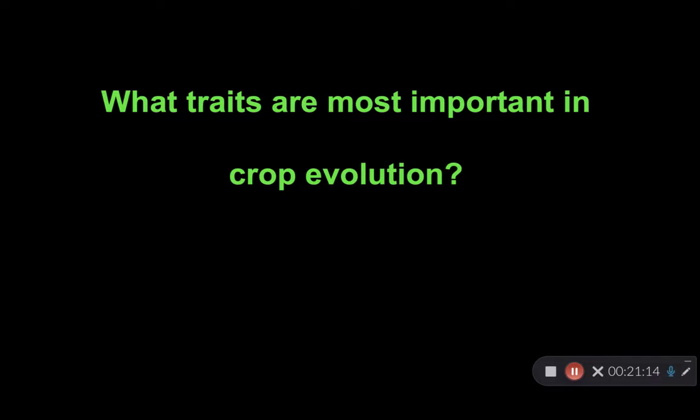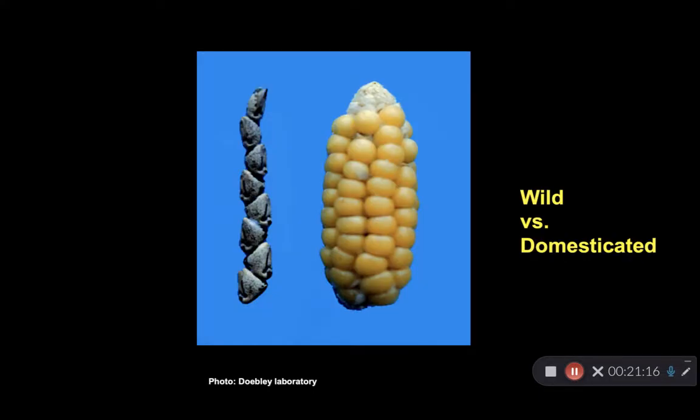So what traits are most important in crop evolution? Well, obviously we're interested in things that we can eat, although not exclusively. We're interested in medicine and fiber, but we're definitely interested in things you can eat. And I think this slide from John Doebley's laboratory in the Department of Genetics here at our university is one of the greatest illustrations of the difference between wild and domesticated.